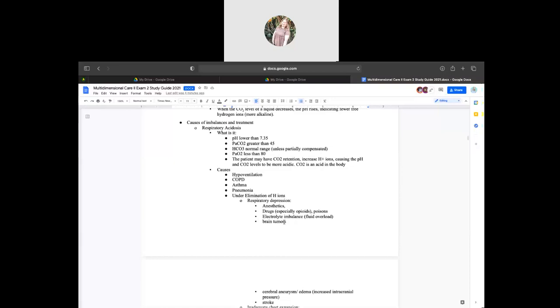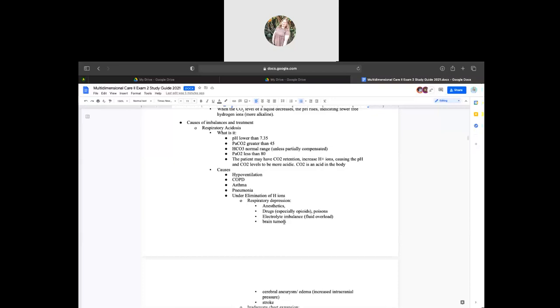So firstly, we have respiratory acidosis. So what is it? pH lower than 7.35, PaCO2 greater than 45, bicarb may be in the normal range unless it's compensated in some way. Your PaO2 is going to be less than 80, meaning that the patient's not getting enough oxygen into the lungs. There's going to be CO2 retention, increase in hydrogen ions. The pH and CO2 levels will be in acidic ranges, and there's going to be more acids in the body.